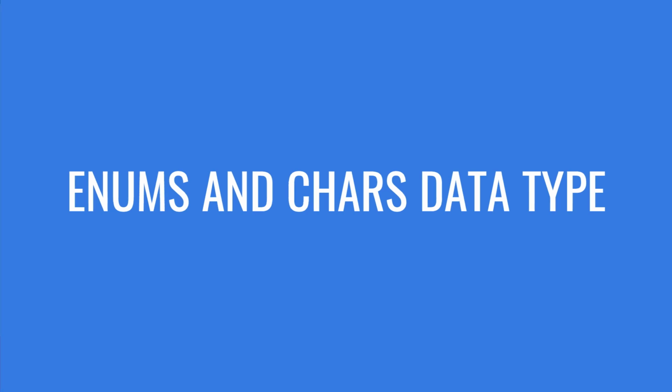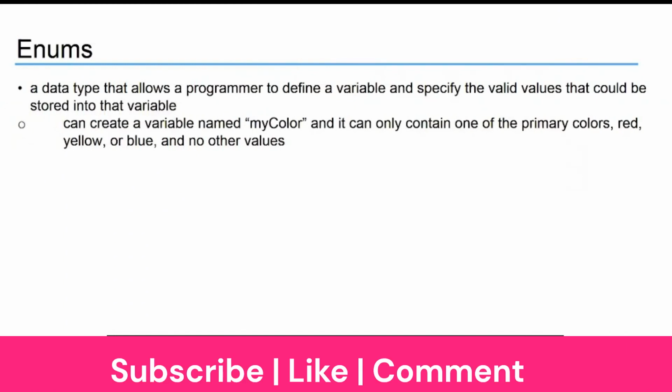So, enums are a data type that allows a programmer to define a variable and specify the valid values that could be stored into that variable. An enum is very powerful. It's actually specifying a data type. It is the keyword enum, but you can basically have your own data type that includes certain values only.